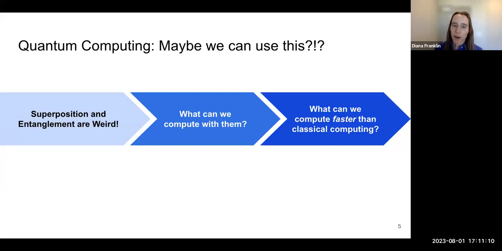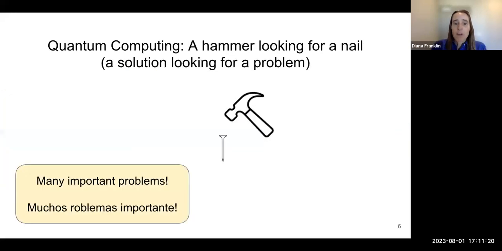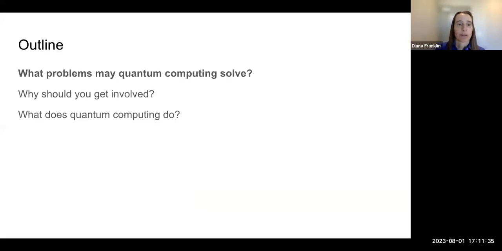A quantum computer has to be able to solve problems classical computers do not do well in order to be any better than classical computers. It's really what we call a hammer looking for a nail. It's a solution that's trying to find problems that fit it. And so there are many important problems that people believe quantum computers will be able to solve.